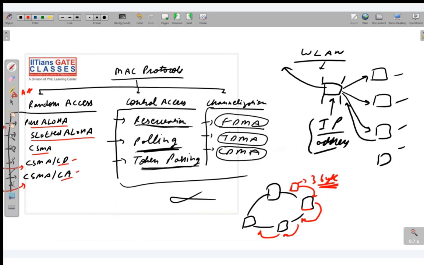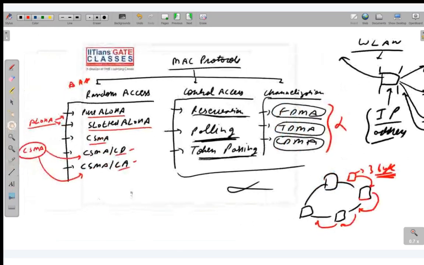That's it. Forget about these, they are very lengthy techniques. We cannot understand them in 2 to 3 minutes, so I am leaving them. It is not required, forget it, don't worry. These are very, very important: random access protocols are very, very important. So we will study them.